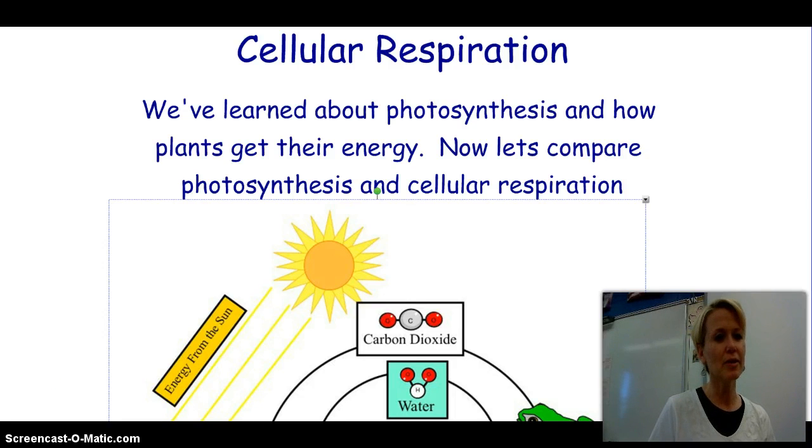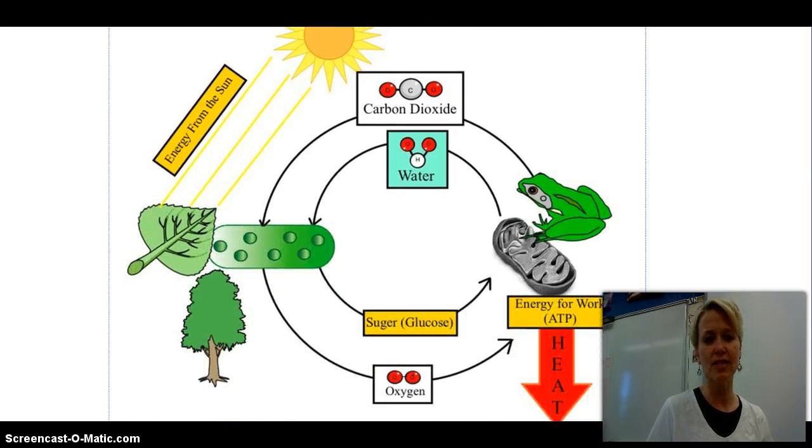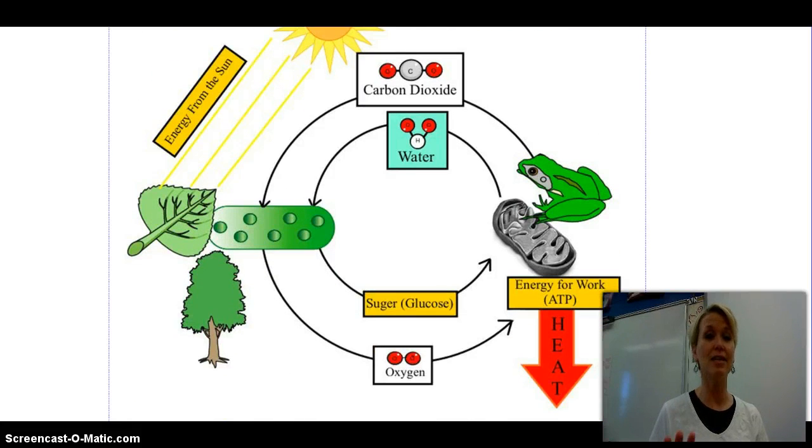Okay, so cellular respiration, let's take a look at this picture right here, just to take an overview, because it is the opposite of photosynthesis. For photosynthesis, we need sun, carbon dioxide, and water, right? And then the plants turn that into glucose and oxygen. But we then take that glucose, we eat the plant or whatever it is, and we break it down into glucose. That's what goes to our cells.